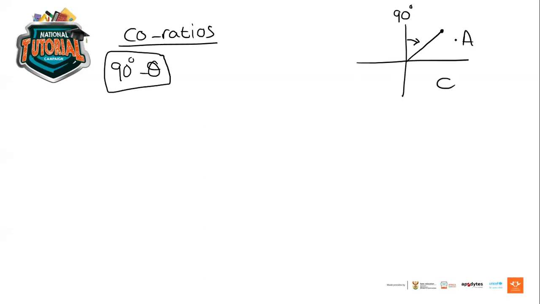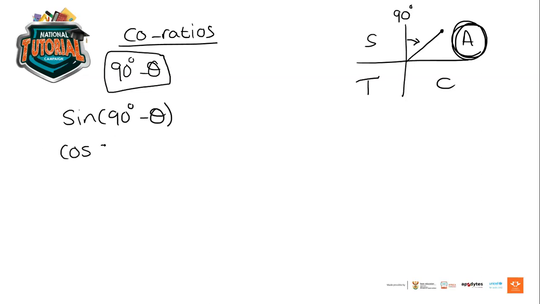And my cast diagram tells me that everything is positive in this quadrant. So I can have sine of 90 degrees minus theta, or I can have cos of 90 degrees minus theta. Right, and we know with our co-ratios, they swap from being sine to cos or from being cos to sine. But what is important is that we're in quadrant 1, and so there's no sign changes. We don't have negatives popping up.